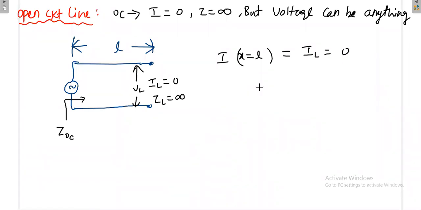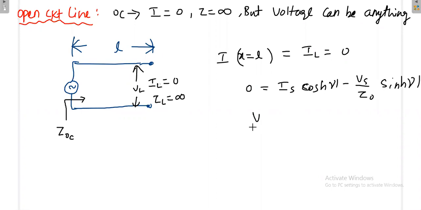Then you write that corresponding equation: 0 is equal to Is cosh gamma L minus Vs divided by Z naught sinh gamma L. From this equation, once you bring the second term to the other side, you can get Vs divided by Is, because that's our aim. We want to measure the impedance from the source end, that is equal to ZOC actually.